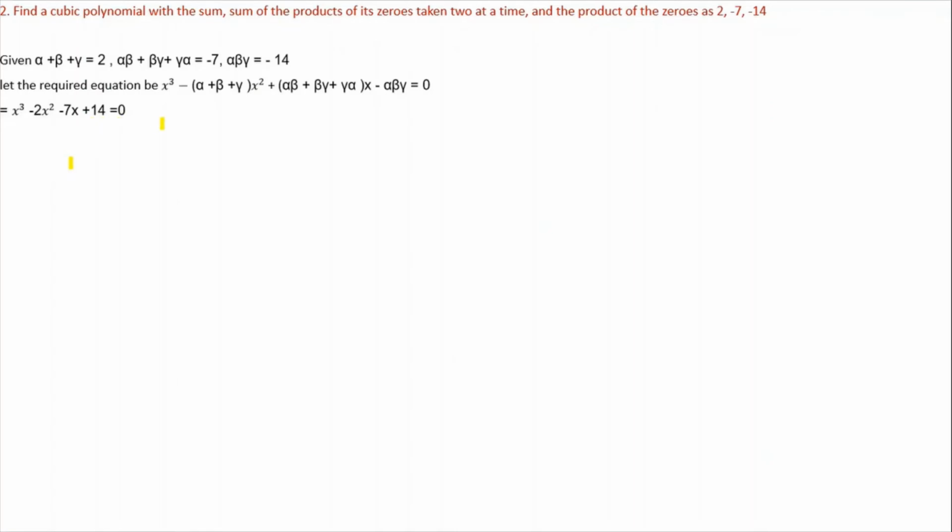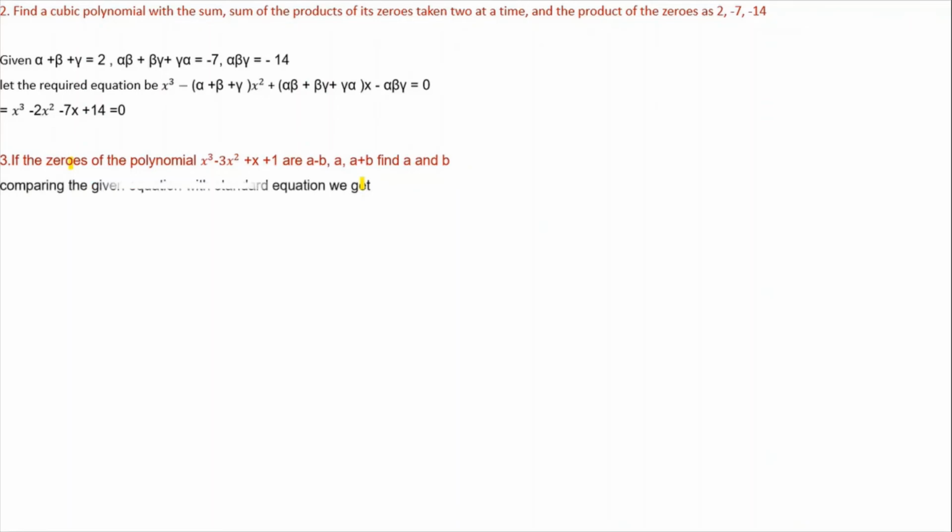Okay. Next problem. If the zeros of a polynomial are a minus b, a and a plus b, find a comma b. So, given a cubic polynomial whose zeros are a minus b, a and a plus b, they are asking us to find the values of a comma b. When compared to the standard form of the equation, that is ax cube plus bx square plus cx plus d, we get the values a is equal to 1, b is equal to minus 3, c is equal to 1 and d is equal to 1.